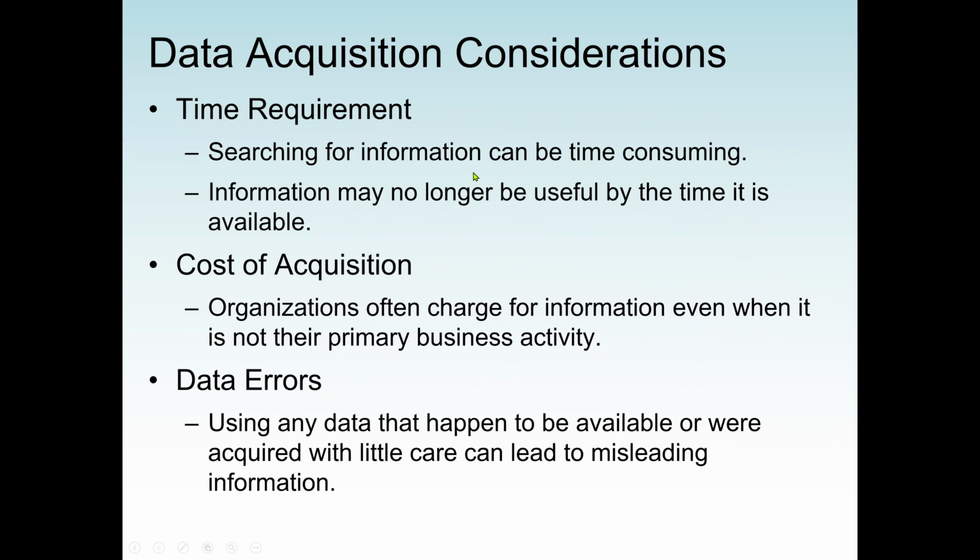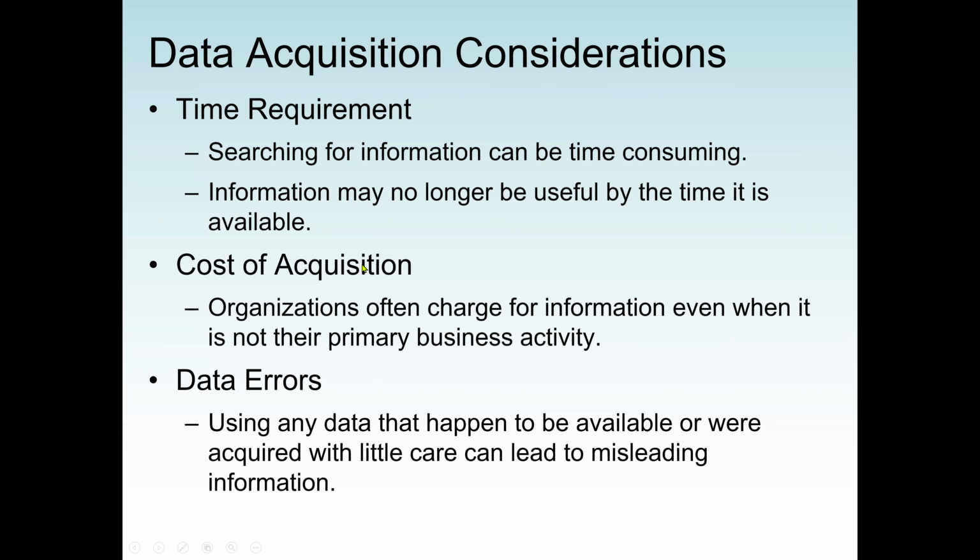Data acquisition considerations. When we are collecting data, I think the most important is the time requirement. Searching for information can be time consuming, especially online. We have two types of data. Primary data is data that is generated during a research. Secondary data is data that has already been used, and these data are in a computer system or online. These are the data that are time consuming to get, especially as we know now there are so many data generators, big data analysis, so many.